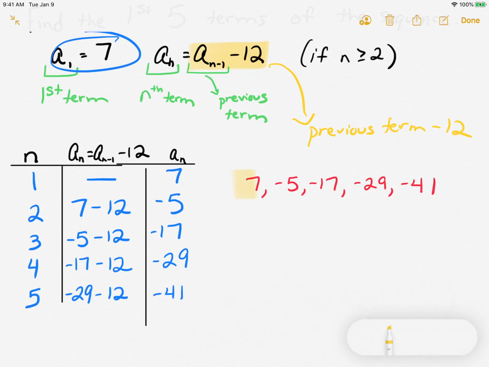Would you describe this sequence as being geometric or arithmetic, or neither? Why arithmetic, Emily? Because it goes down by the same amount. Exactly right. It's going down by a constant amount. The constant amount in this case would be 12. It's subtracting 12 every time.